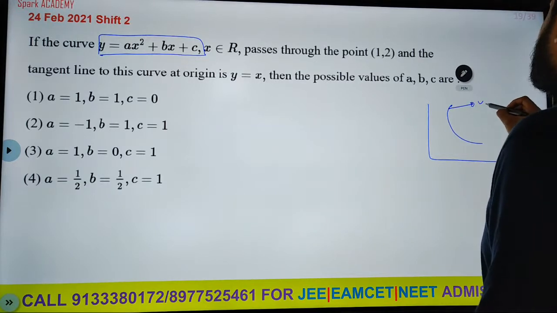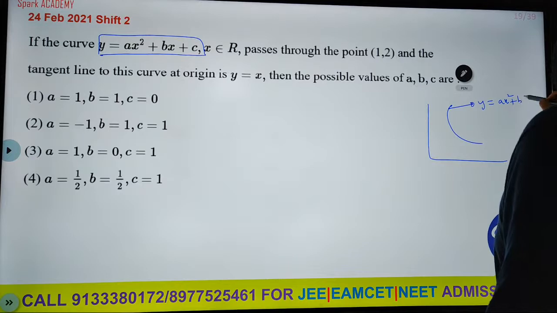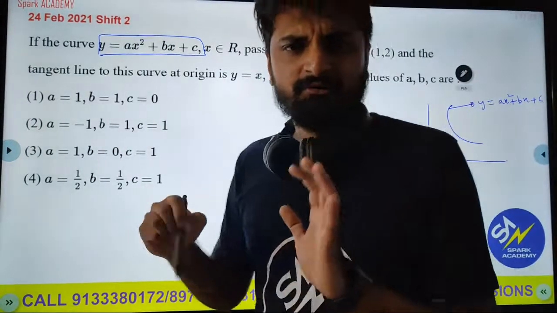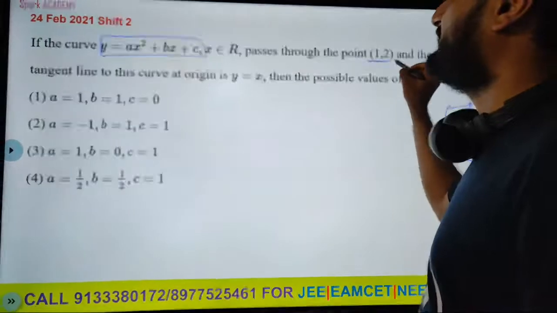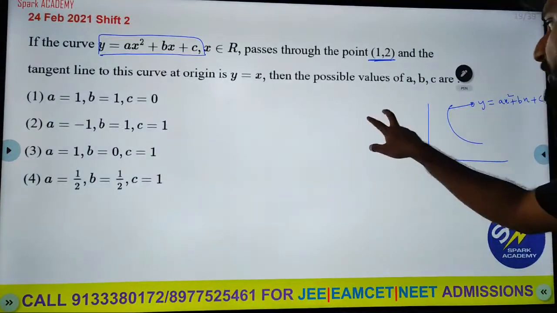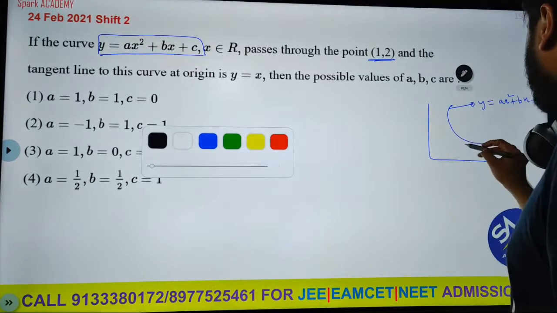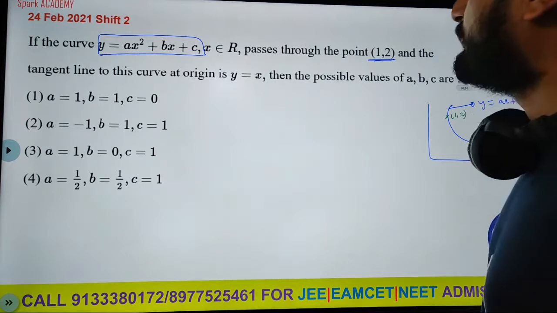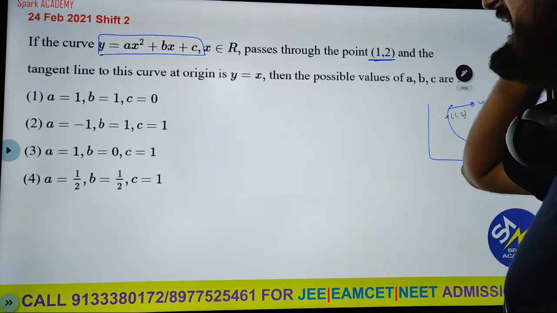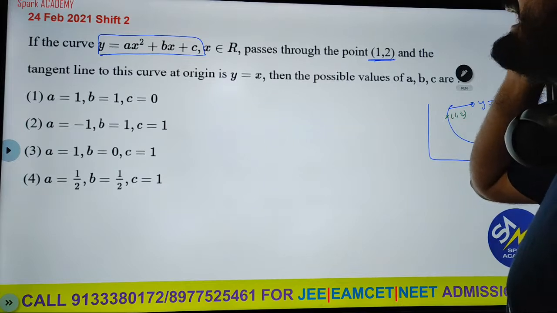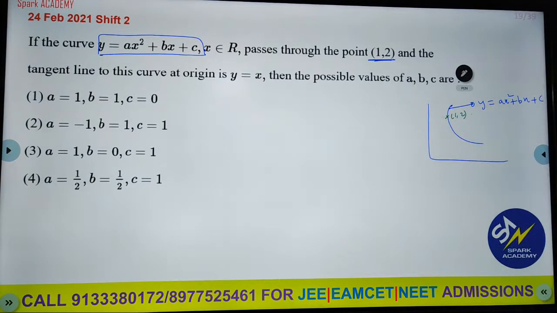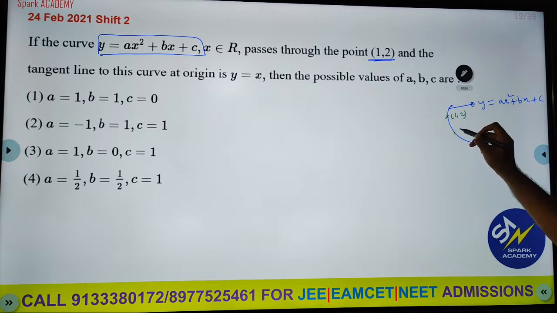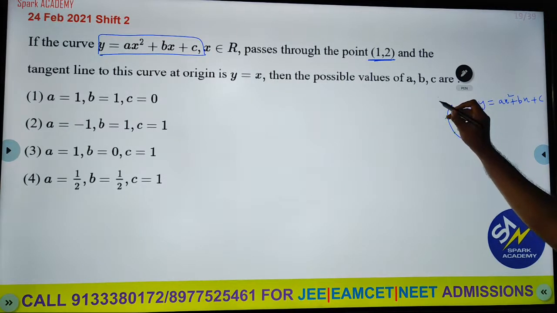There is some curve which is y equals ax square plus bx plus c, which passes through the point (1, 2). Let us say this is the point (1, 2). And what else did they say? And the tangent line to this curve at the origin. So basically now they are saying the origin is also involved here. So that curve also has the origin involved.